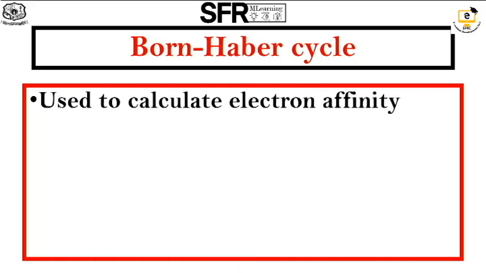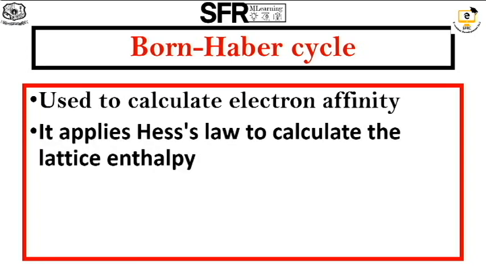Now the uses of the Born-Haber cycle. The main use of the Born-Haber cycle is to determine the electron affinities of elements which are difficult to determine by other methods. Next, it is useful in analyzing and comparing the stability of various ionic compounds, and also helps to understand why most metals fail to form stable ionic compounds in low oxidation states.